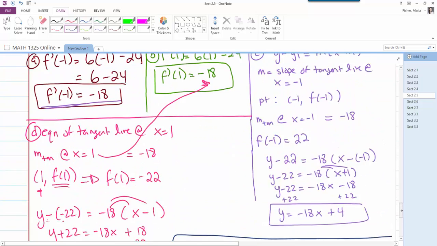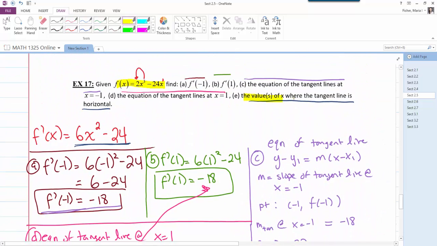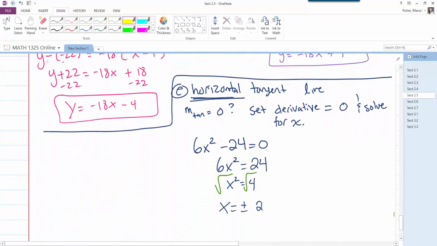So it wanted the values of x. I'm going to scroll back up. The values of x where the tangent line is horizontal. So the values of x where the tangent line is horizontal is at x equal +2 and x equal -2. That's it for section 2.5.